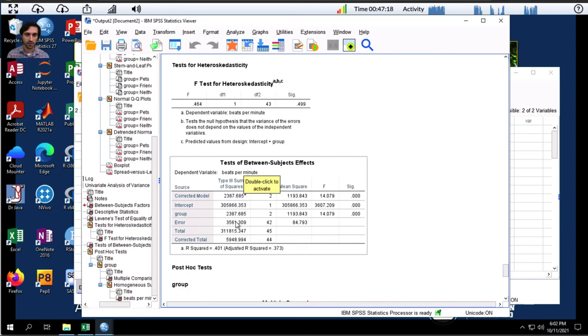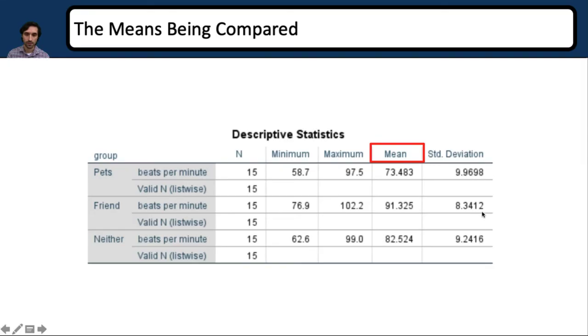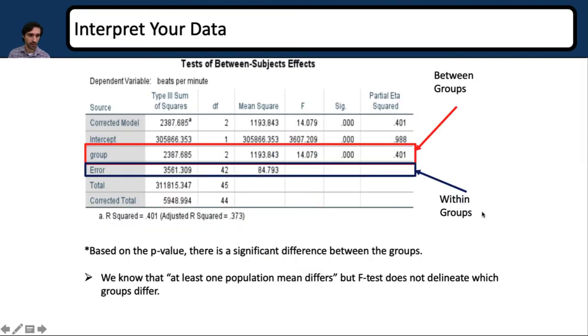What we have here is a group, and this is looking at between the groups. Again, we have 3 different groups, so it's looking at the differences between those. And then we have our error, and that is looking at within the group, so the actual participants inside of each of those 3 groups. All right, and that's where that is.